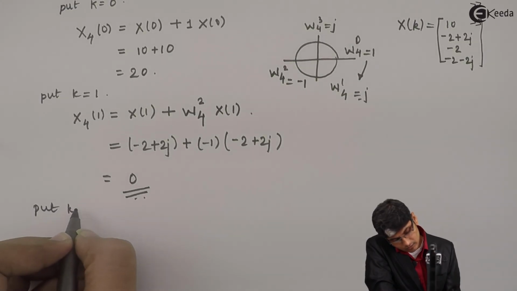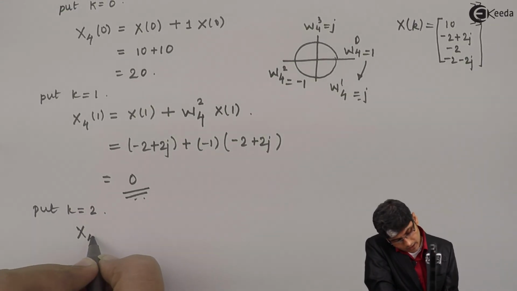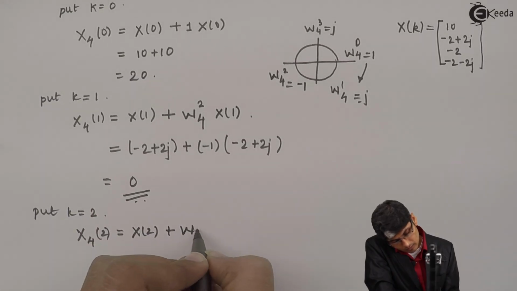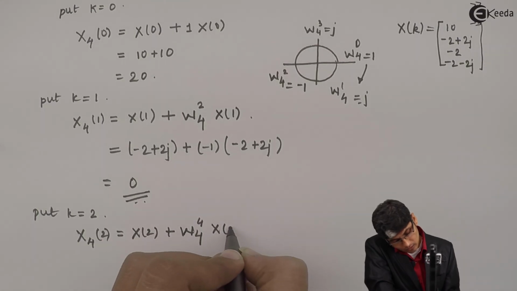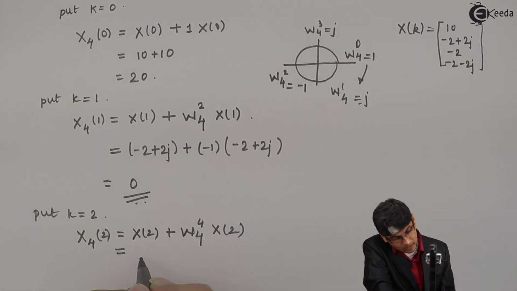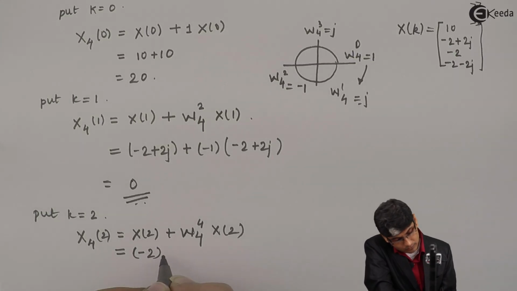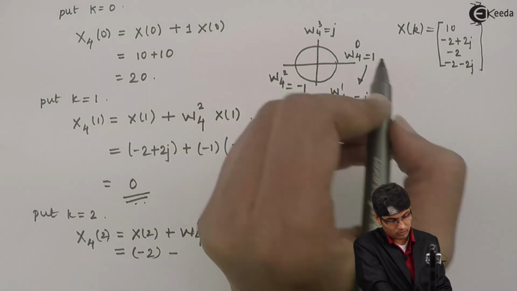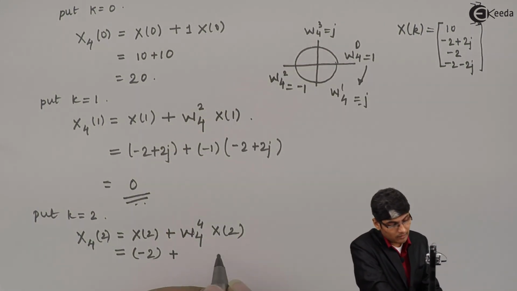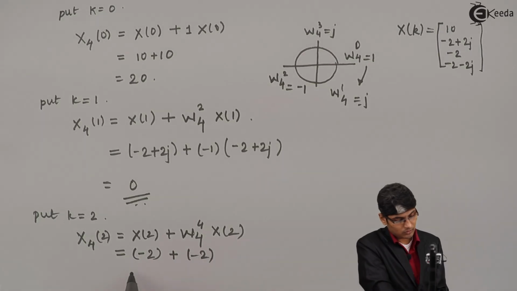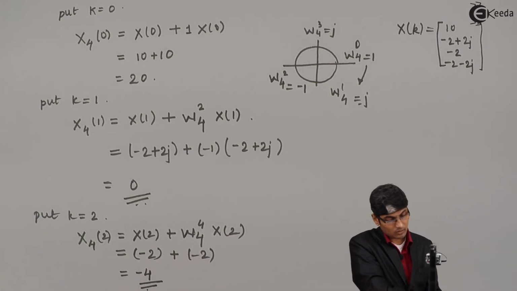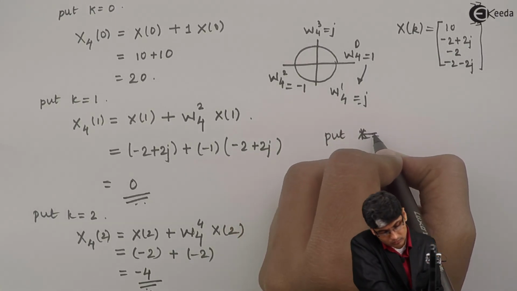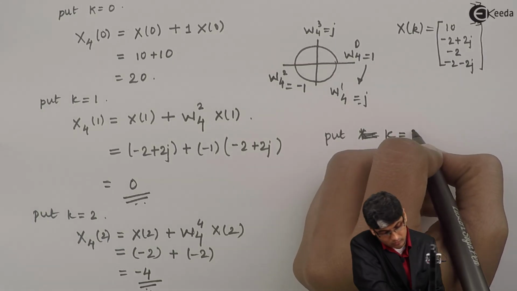Then we put k equals to 2. So, we get x4 of 2, which is equal to x of 2 plus w 4 raised to 4 x of 2. Now, x of 2 over here is minus 2. Now, w 4 raised to 4 is 1, so that is 1 plus 1, that I will not write, and then minus 2, which will give me minus 4. And finally, I put k is equal to 3.